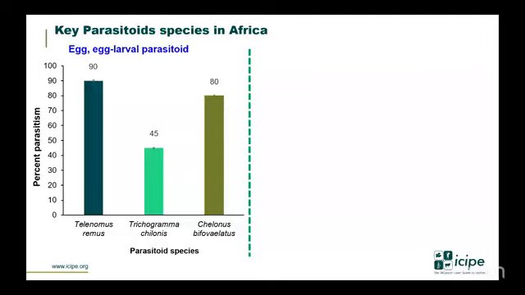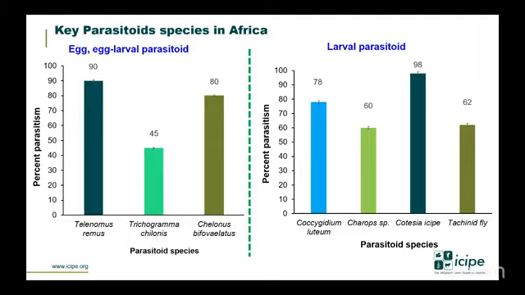So as I will show in my subsequent slide, we also took the egg-larval parasitoid and the egg parasitoid. We tested them purely under lab conditions, and their parasitism range was from 45 percent for Trichogramma up to 90 percent for Telenomus. While for the larval parasitoid, as I mentioned, the most effective among them is Cotesia icipe.